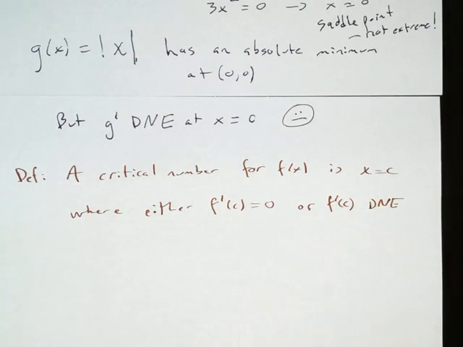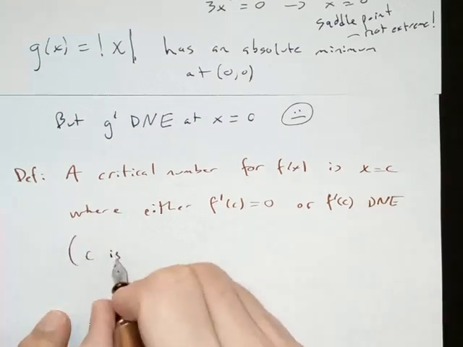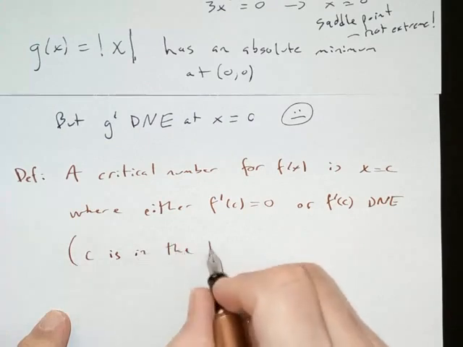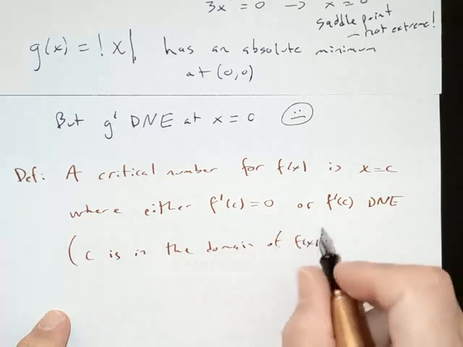We're going to call those critical numbers. A critical number for my function is an x value where either the derivative is 0 or the derivative doesn't exist. I should be a little more precise, hang on, there's one other thing. A critical number is x equals c, where c is in the domain of f of x.